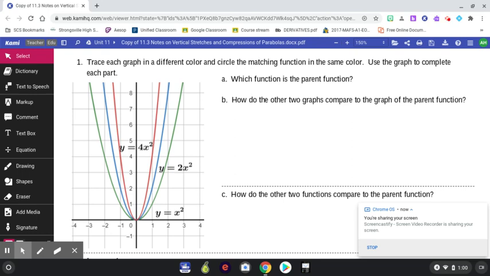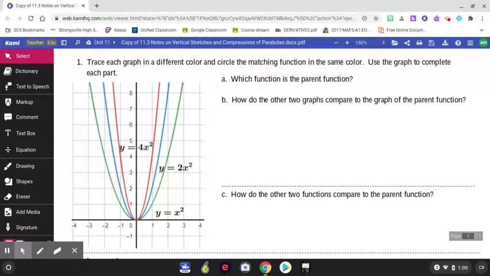All right, Hassler here. I'm going to be going through the 11.3 notes on vertical stretches and compressions of parabolas. As we've been talking, parabolas are these U-shaped graphs produced by quadratic functions. Let's take a look at problem one.